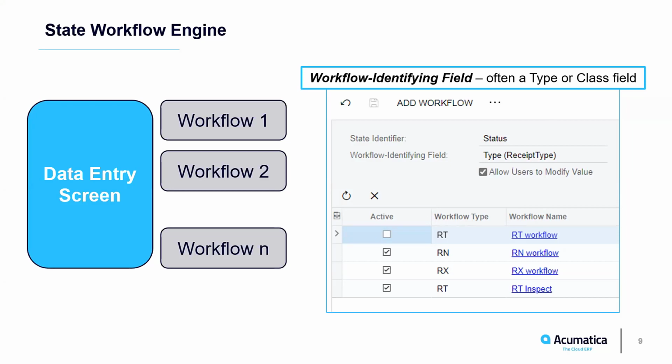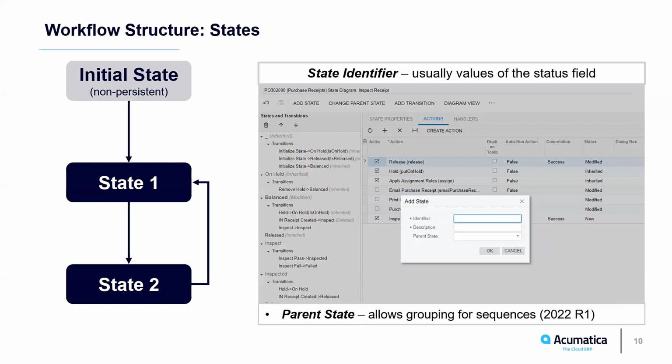So each data entry screen can have multiple workflows depending on some of the values or states on the particular screen. The state itself is basically a simple identifier. It's a holding place that maintains whatever your workflow identifying field is. And then recently we've introduced parent states or composite states as well.